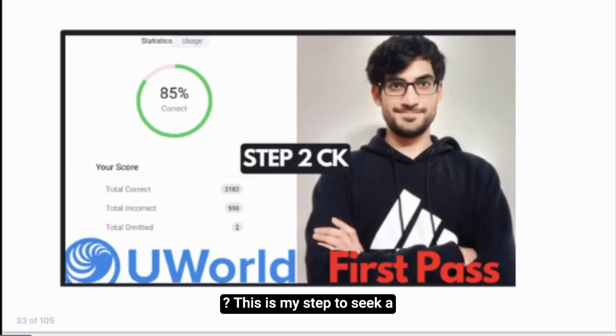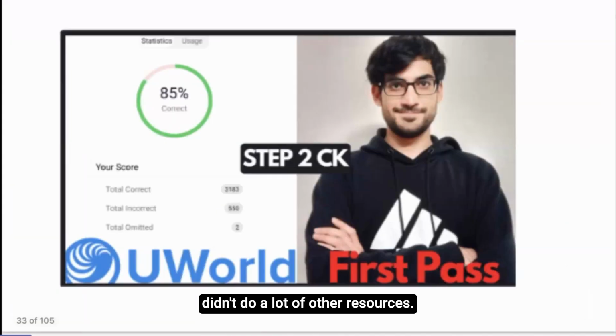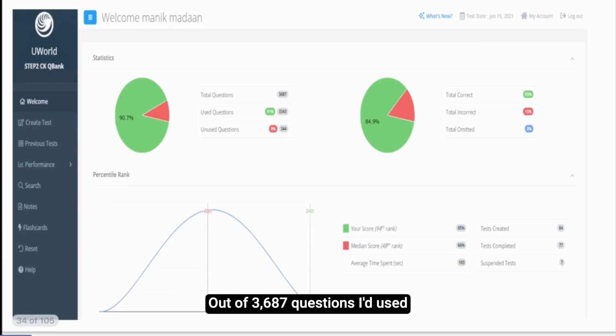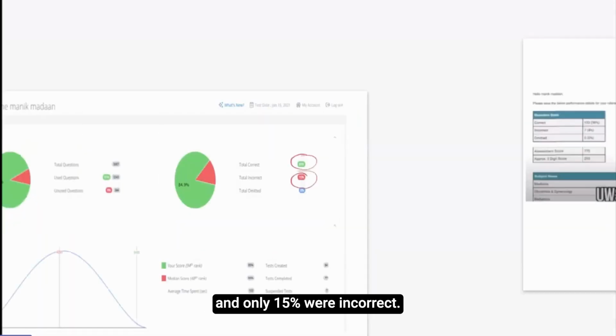This is my Step 2 CK percentage on first pass. I took a screenshot and you can see I was in the 94th percentile the first time doing it. I didn't do a lot of other resources and I got most of the questions correct at this time. Out of 3,687 questions, I'd used 3,343 and my correct rate there was 85% and only 15% were incorrect.